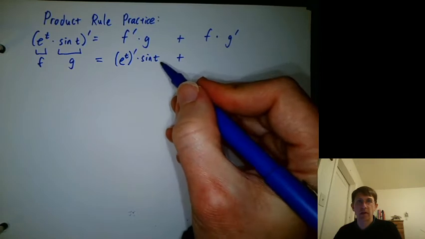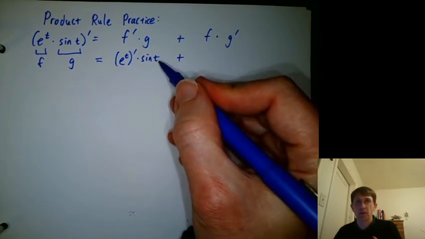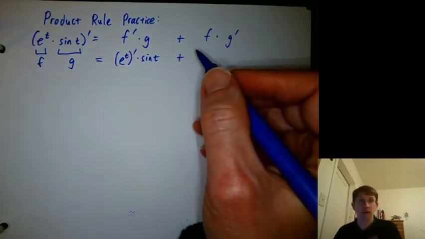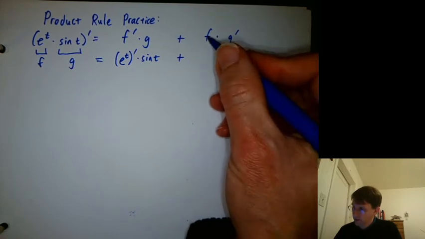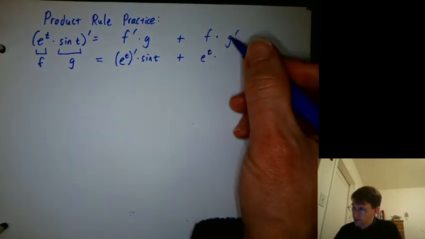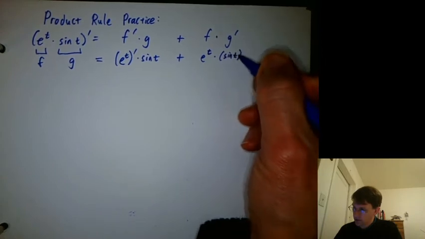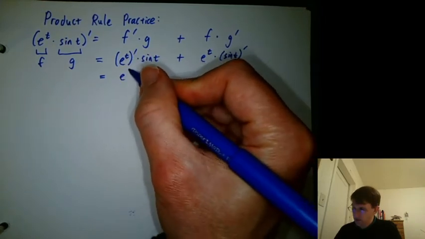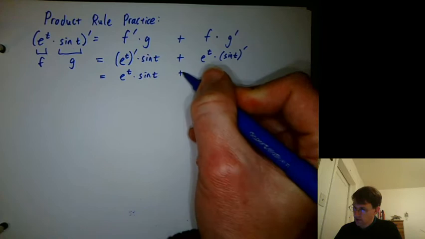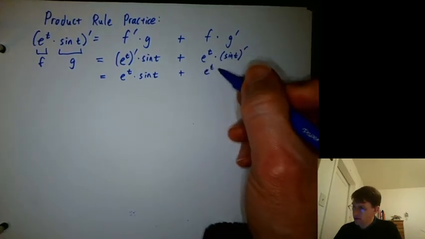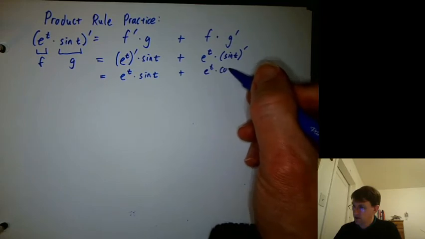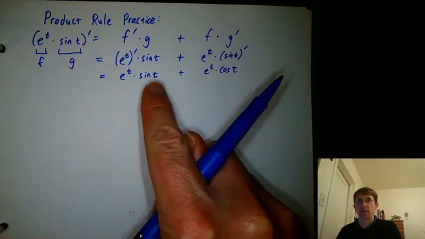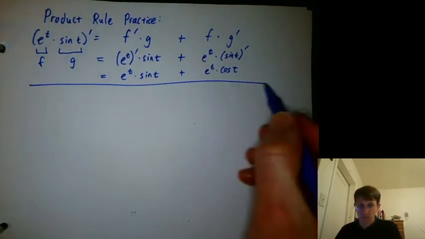Oh, one minor hint. Have you noticed that I try to write my t's with a little hook on the bottom to make them easy to tell apart from a plus sign? So I recommend that to you too. And then f is e to the t, and then g prime would be whatever g is prime. And then what's the derivative of e to the t? That's e to the t. And then e to the t times what's the derivative of sine t? Cosine t. You could simplify, gather like terms, and get e to the t times sine t plus cosine t, but you don't have to.